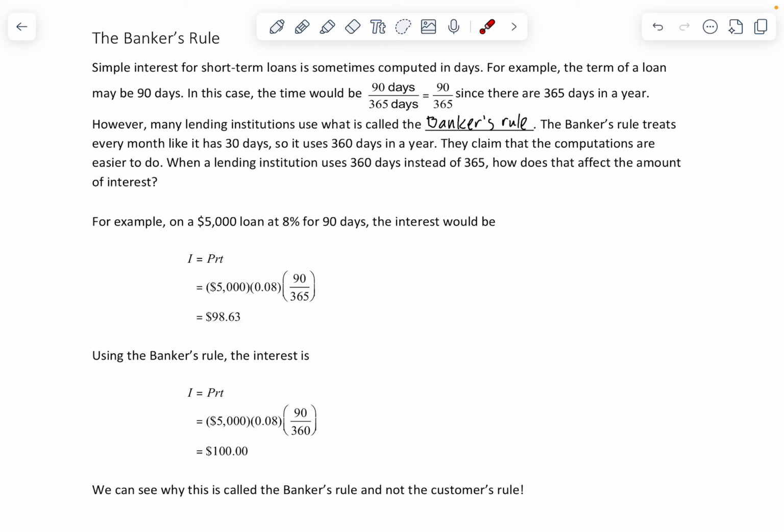Using the banker's rule, the only difference is we would divide by 360 instead of 365. But the interest comes out to be slightly higher, $100 instead of $98.63. So the banker's rule actually results in more interest, not a lot more, a little bit more. Of course, if you're dealing with much larger loans, that can end up being significant. So we can see why this is called the banker's rule and not the customer's rule, right? Because it actually ends up giving more money to the lending institution. But regardless of how you feel about it, it is a rule that many lending institutions use.